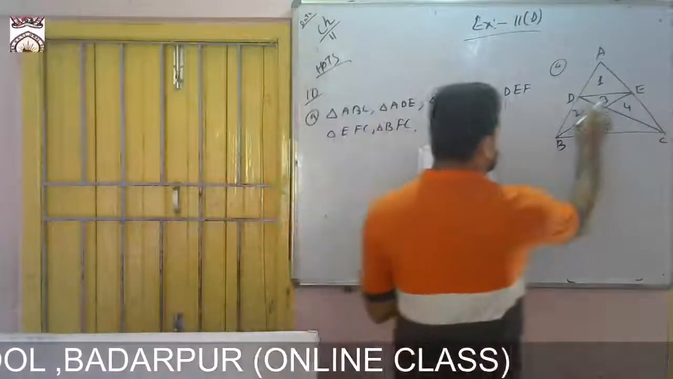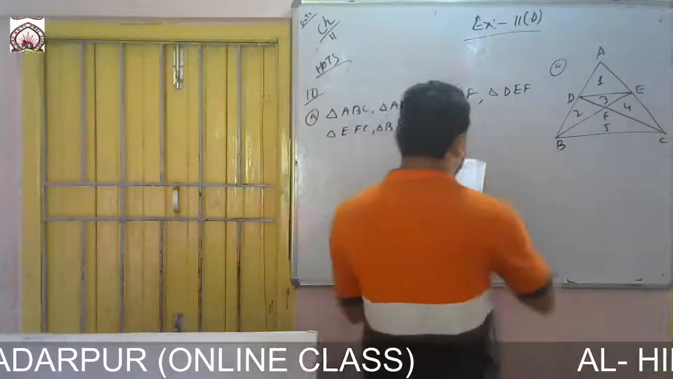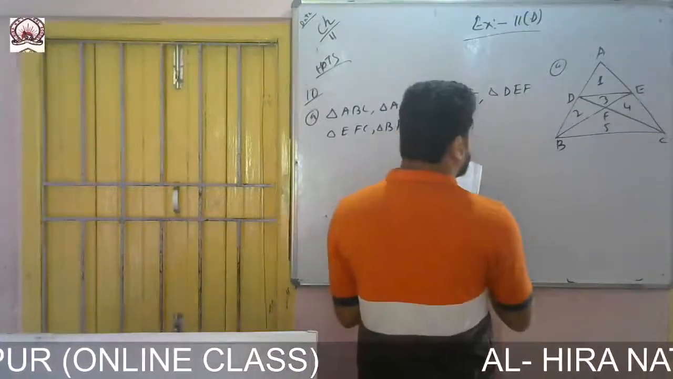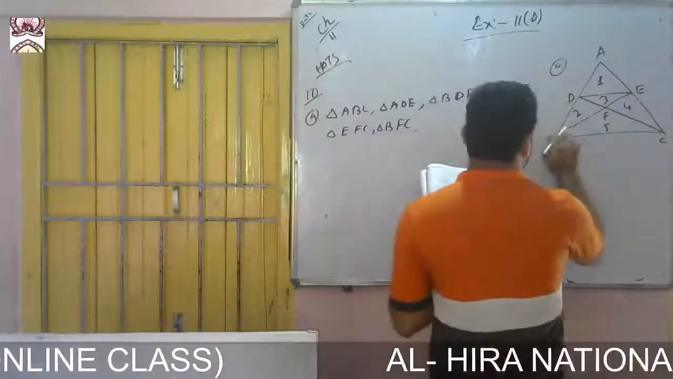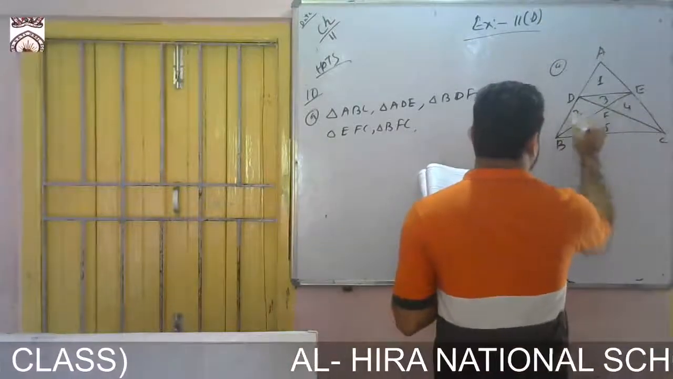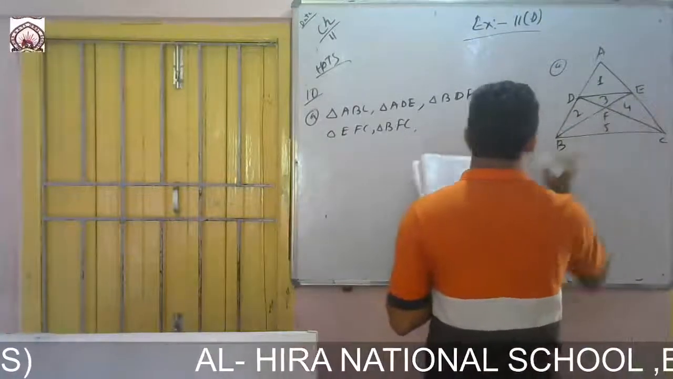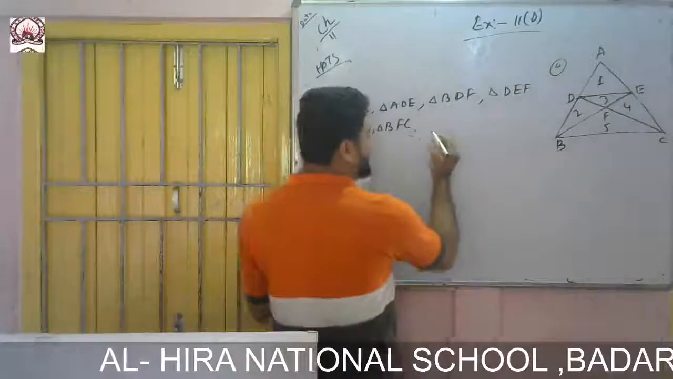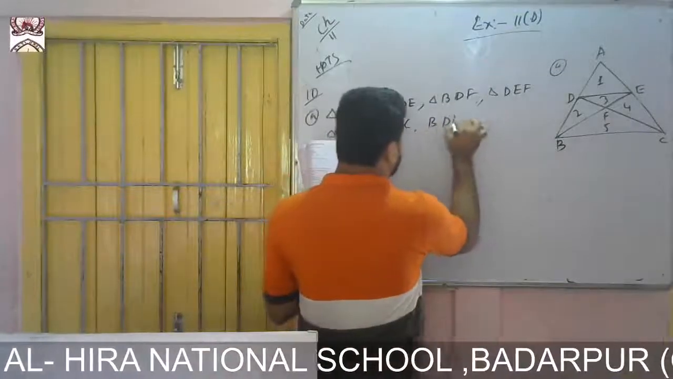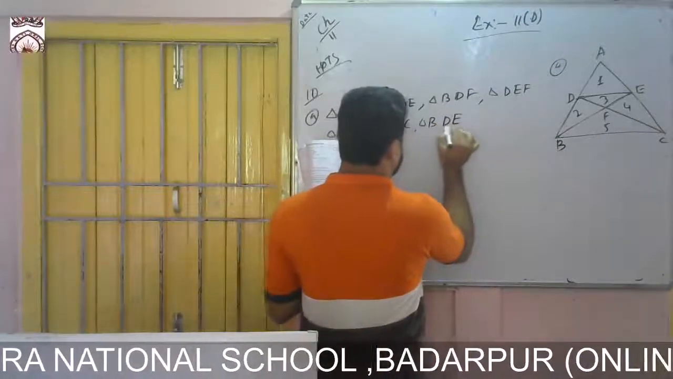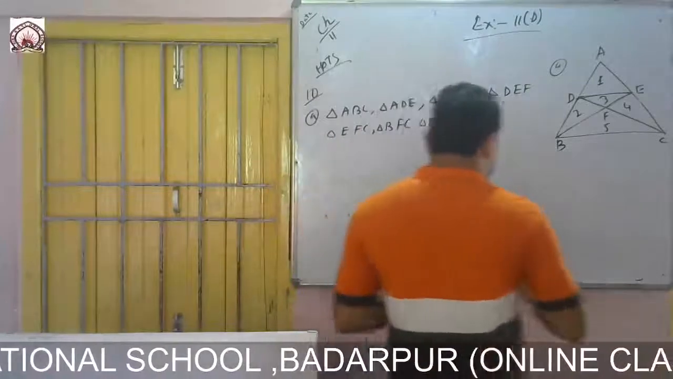This 2 and 3 will make one triangle. It will be what? BDE. That means one side, 2 side and 3 side. So 2 and 3 will make one triangle. It will be BDE. Triangle BDE. Okay. Then what?